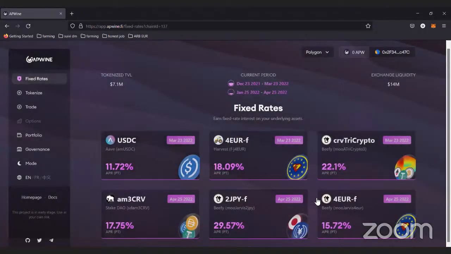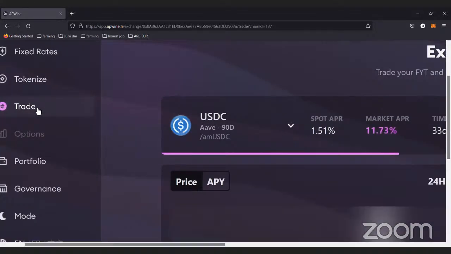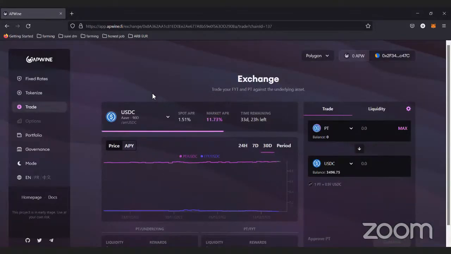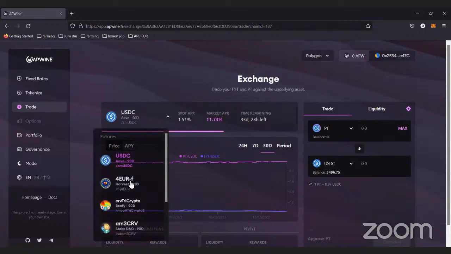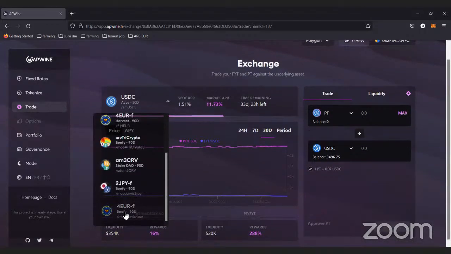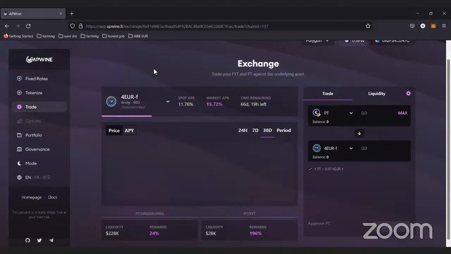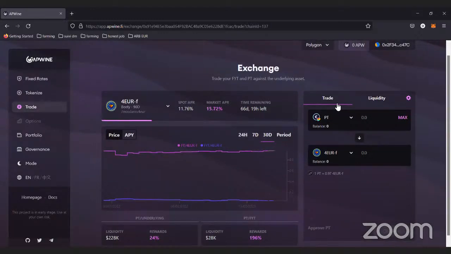As I said, you can also do this strategy for the fixed rate directly on Trade here. So on Trade, we will basically go to their AMM. So first, here you select the market. The market that interests us, for example, could be the 4Euro on BFI. So you go on the 4Euro BFI, and here you can trade.